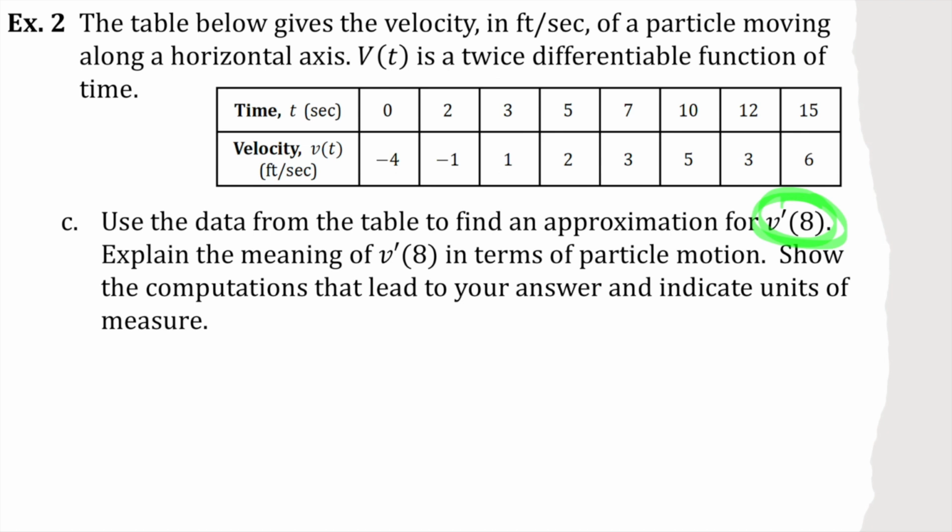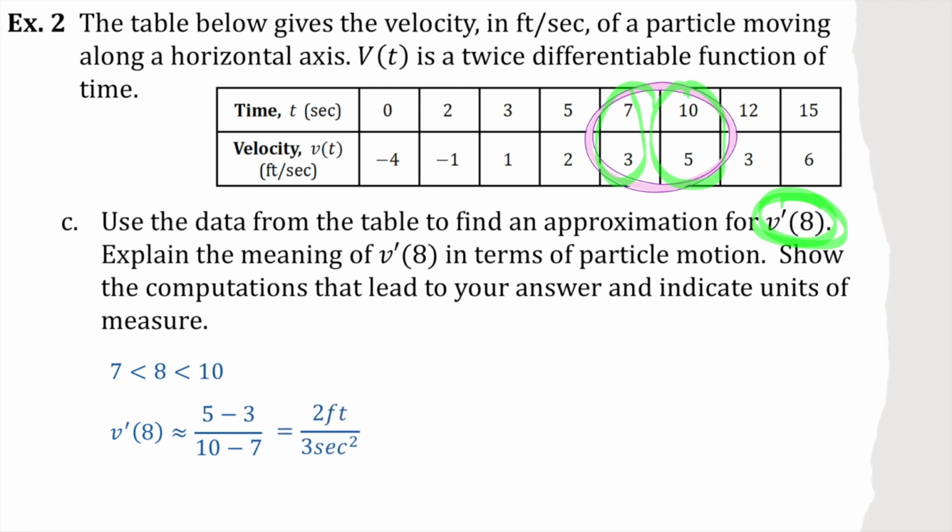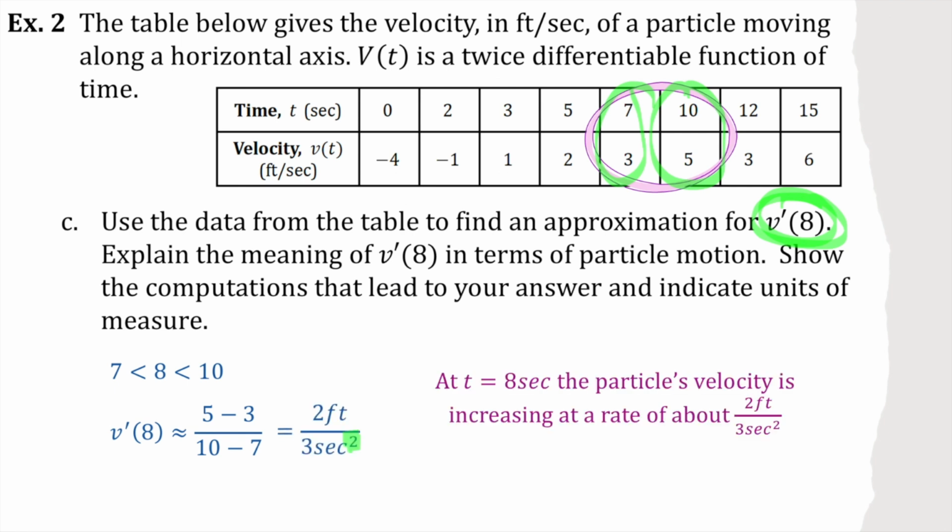Well, 8 really isn't one of our time marks, but we know that 8 is between 7 and 10. So we're going to use these points to find the slope. 5 minus 3 over 10 minus 7 gives us a slope of 2/3. And that tells us that the particle's velocity is increasing at that rate.